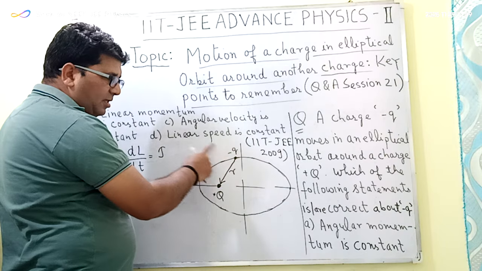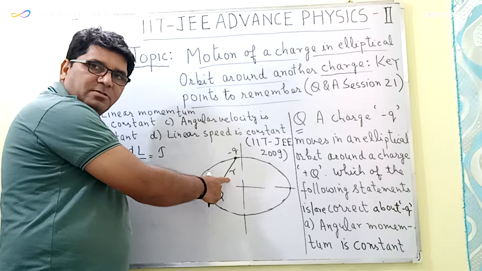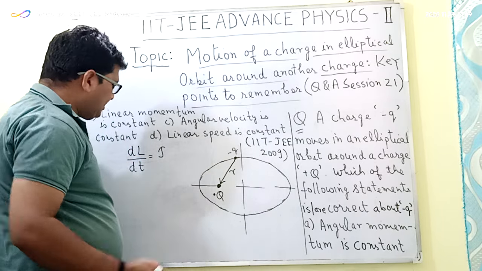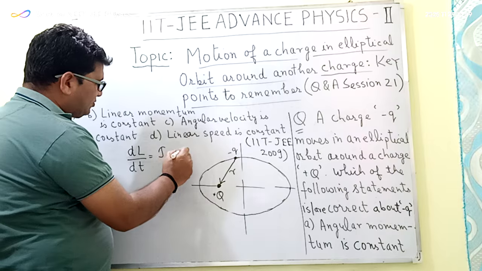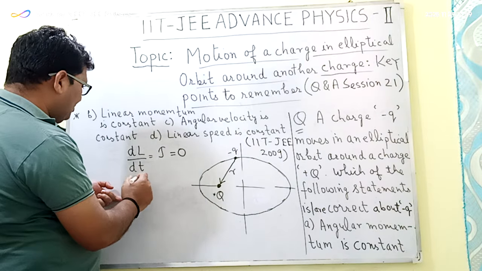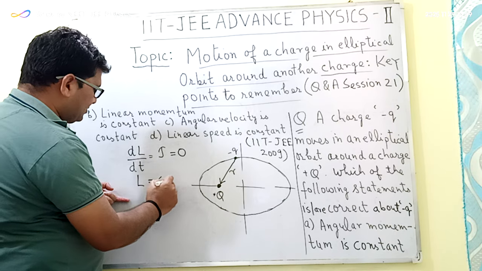So the force which is perpendicular to this line is 0 in this case, and because of that the torque will be equal to 0. So when the torque is equal to 0, then we can say that the angular momentum L is constant.